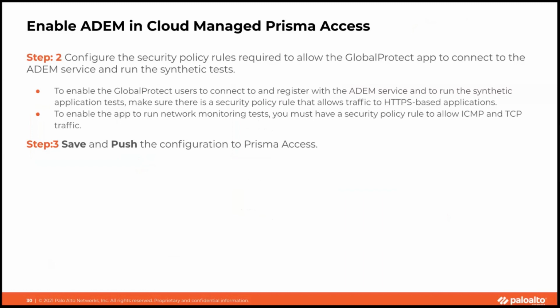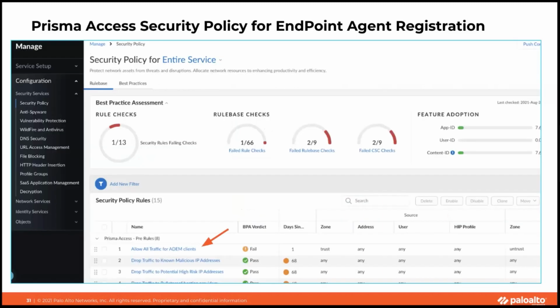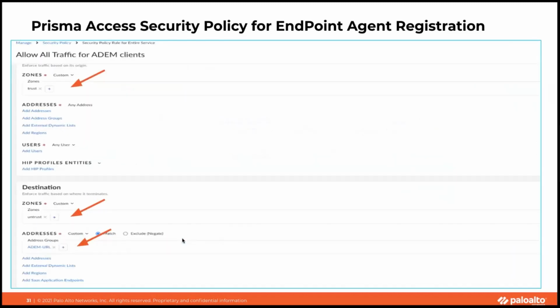Configure the security policy. Make sure you have the security policy rules enabled, and then you will push and save the configuration. So this is how your interface will look in the cloud management, and here you will apply all of your security policies. Allow all traffic to ADEM clients. You click here, and then you will add certain URLs to make the endpoint agent register to the ADEM portal.